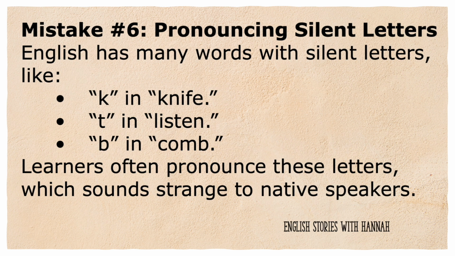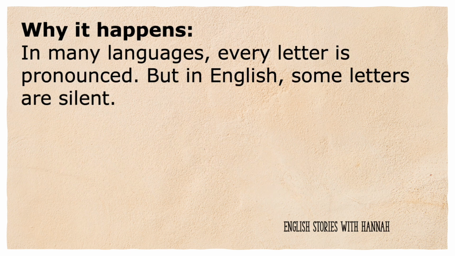Mistake number 6, pronouncing silent letters. English has many words with silent letters, like a K in knife, a T in listen, a B in comb. Learners often pronounce these letters, which sounds strange to native speakers. Why it happens? In many languages, every letter is pronounced, but in English, some letters are silent.